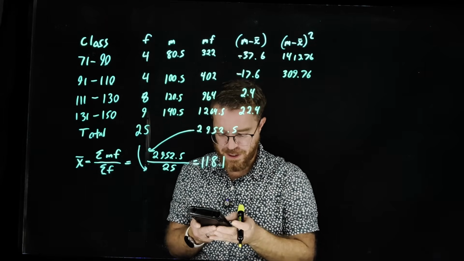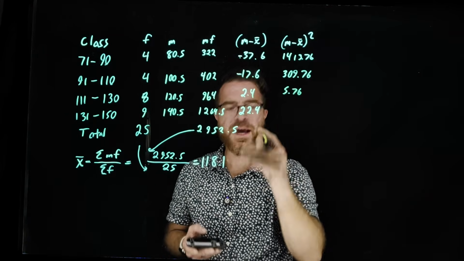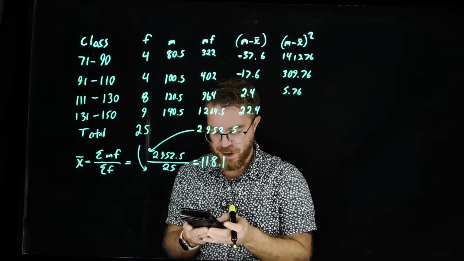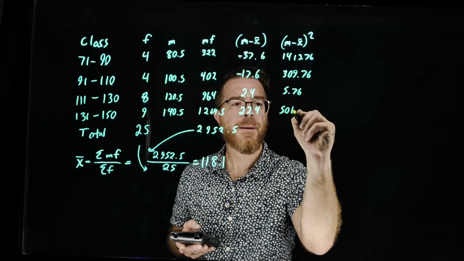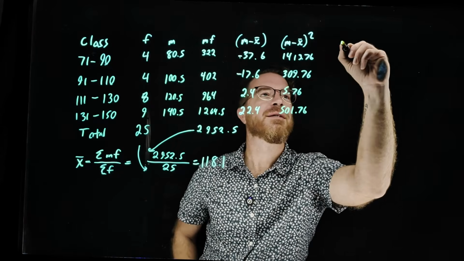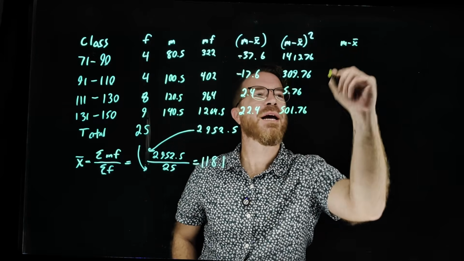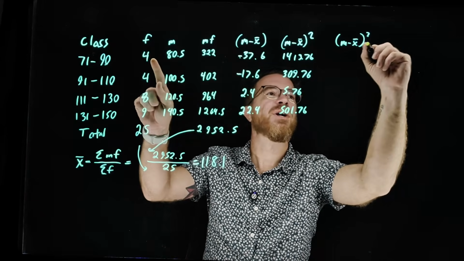2.4 squared is going to be 5.76. And then 22.4 squared is going to be 501.76. And then the last step for our table, we're going to take this midpoint minus our mean X bar squared, so this value, and we're going to multiply it by the frequency.